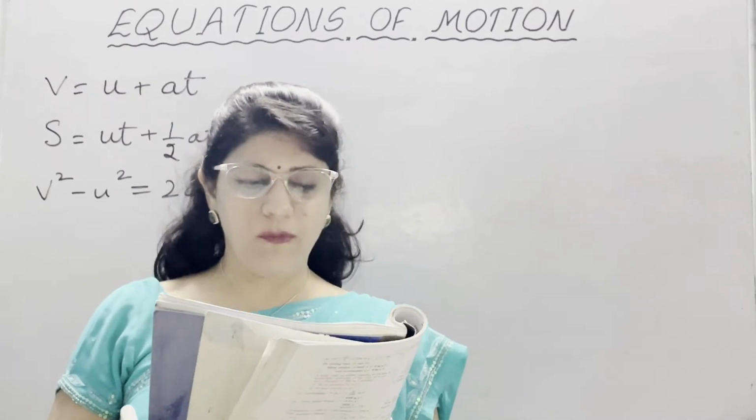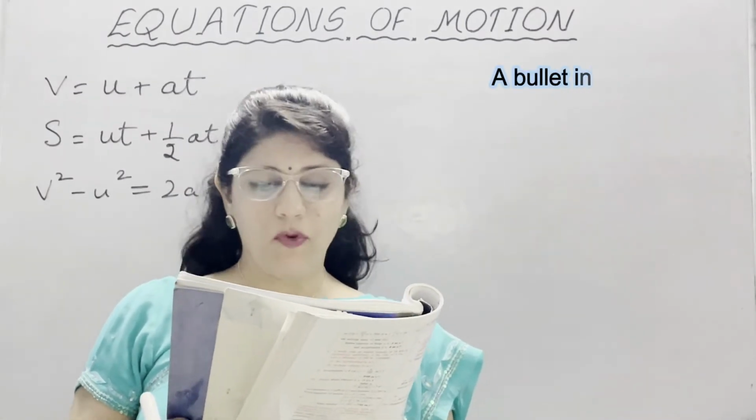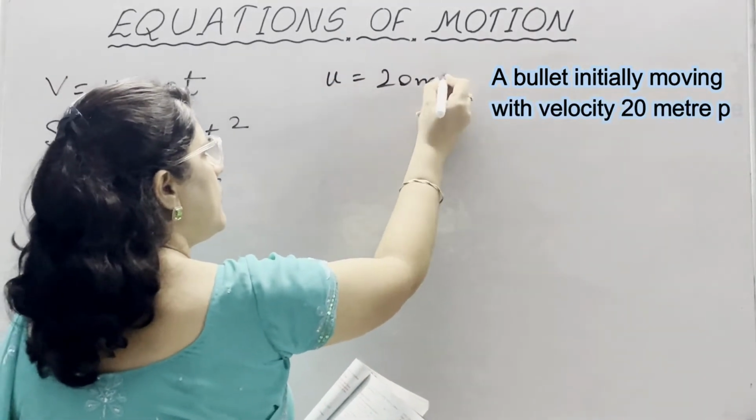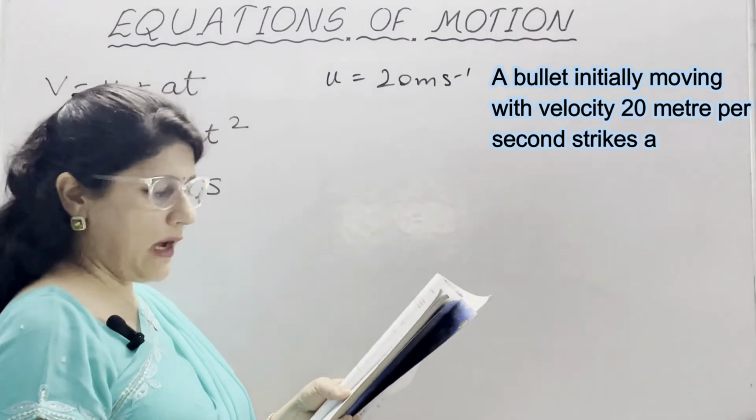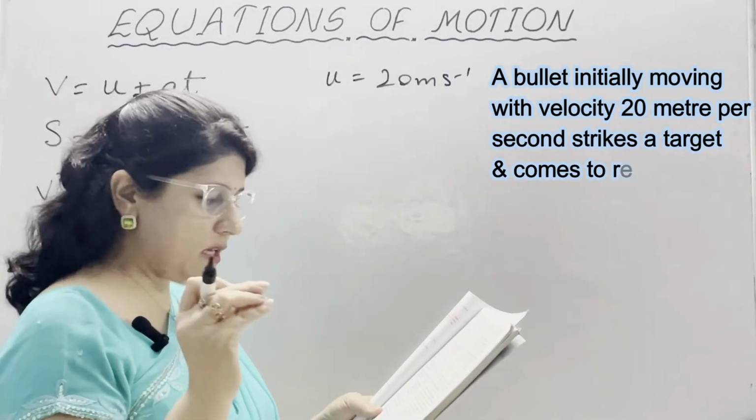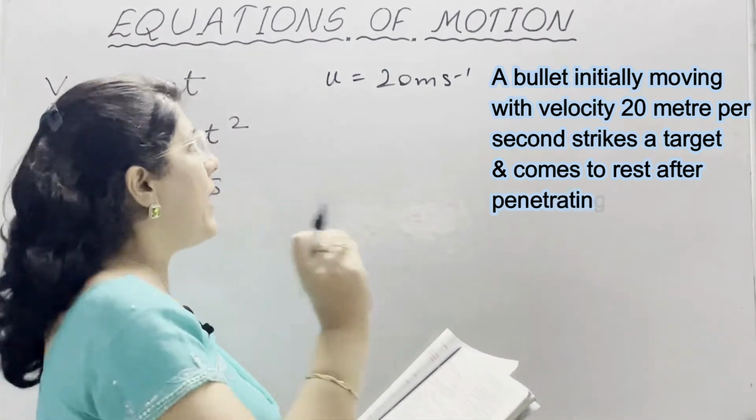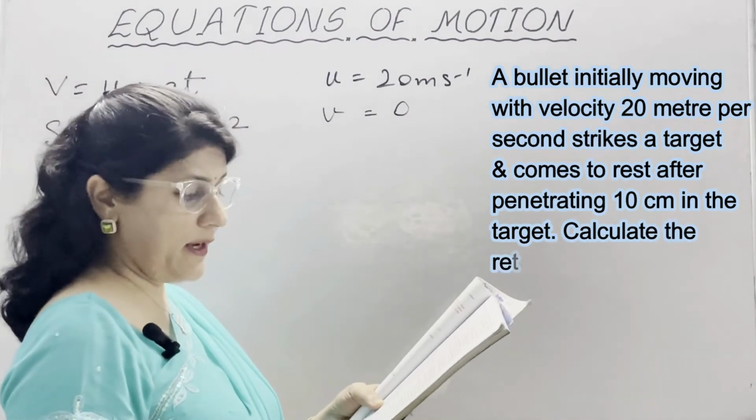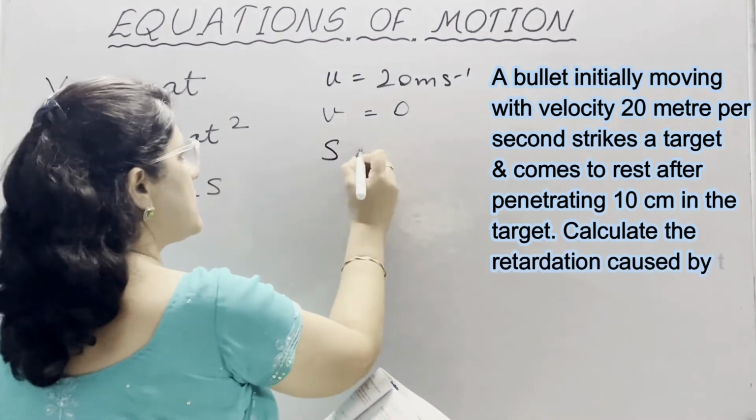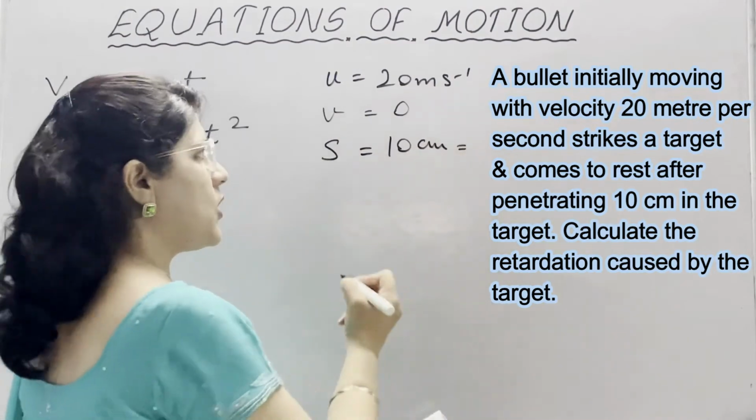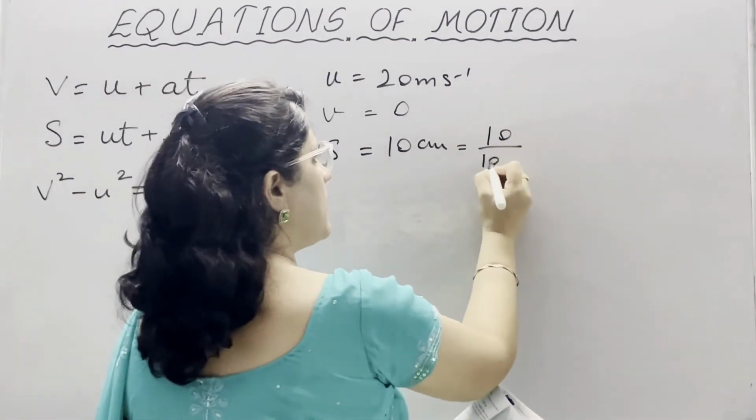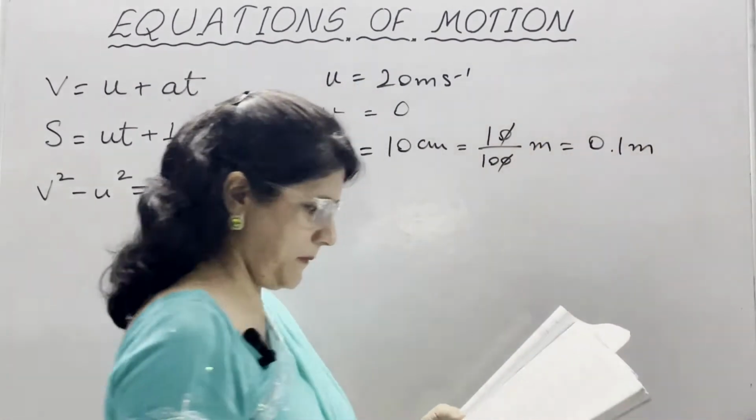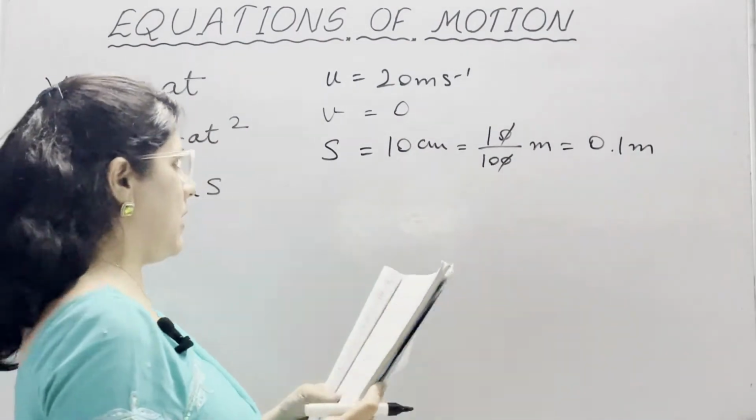Now coming to the third equation of motion. A bullet initially moving with a velocity 20 meter per second. So initial velocity is given as 20 meter per second. Strikes a target and comes to rest. Whenever this line is given, comes to rest, this phrase means final velocity v is equal to 0, because the body comes to rest. After penetrating a distance of 10 centimeter in the target. So distance is 10 centimeter. Centimeter is not our SI unit, so first we need to convert into meter by dividing it by 100. So 0.1 meter.